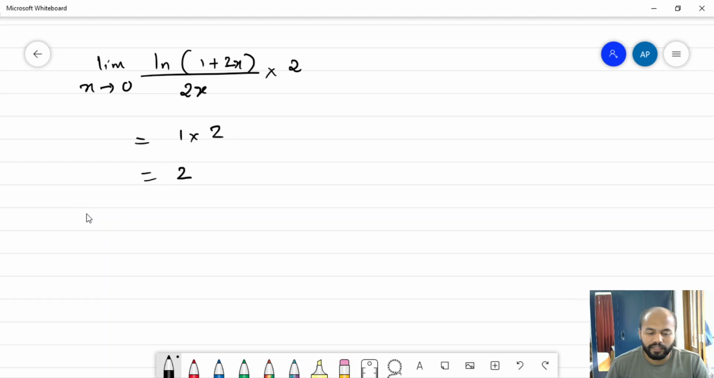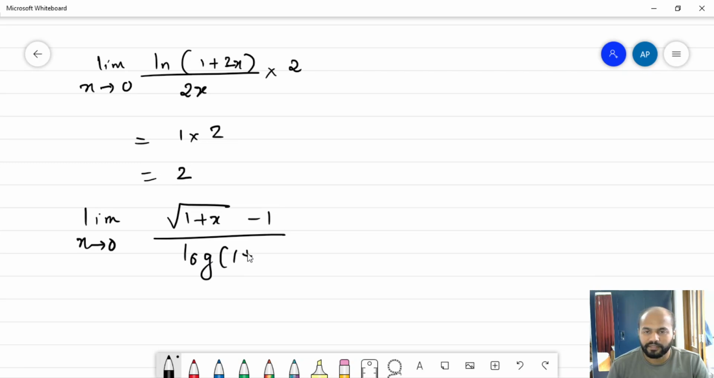The next question is something like this. Limit x tending to 0 of root over of 1 plus x minus 1 by log of 1 plus x. So here when I say log of 1 plus x, it is assumed that the base is e. In some books it is mentioned as log, and sometimes it is mentioned as ln. Both mean the same thing. If it is log to the base 10, then it's going to be clearly specified accordingly.